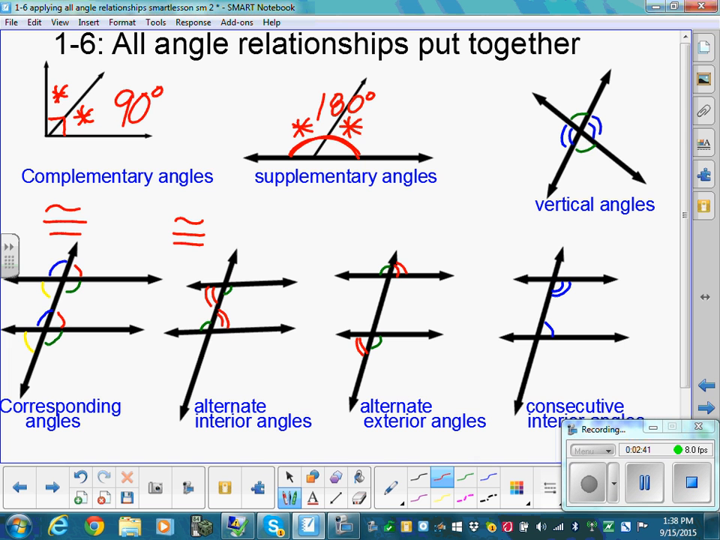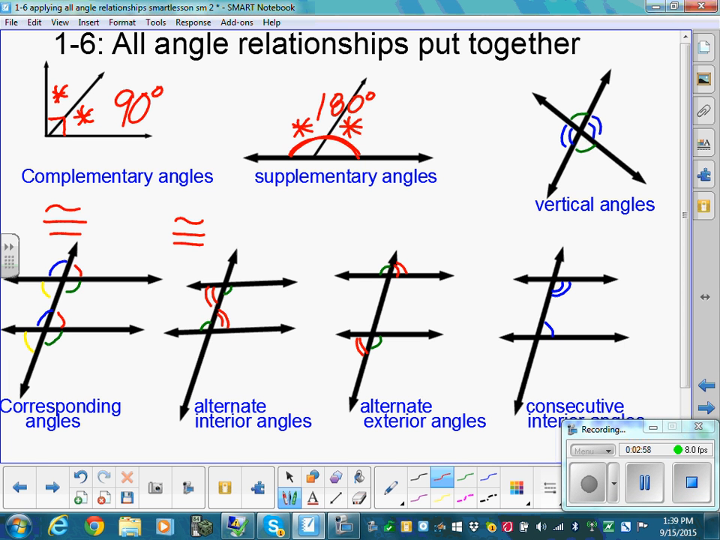Okay, alternate exterior. Once again, alternate is the easiest one. You can see they alternate. One's on the left of the transversal and one's on the right of the transversal. And they alternate. And then on this one, it's exterior because it's on the outside of the parallel lines. Does everybody see it?